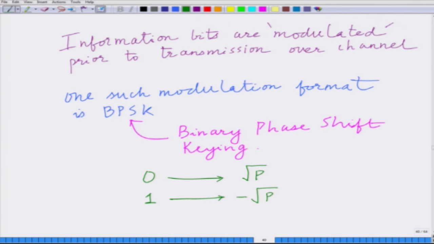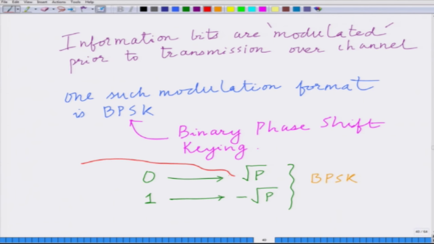So there are two phases. The phase of square root of p is 0 and the phase of minus square root of p is 180 degrees. As you can see, there are two phases in this modulation scheme. Therefore, it is known as binary phase shift keying transmission. This is a digital modulation format, known as the BPSK modulation format, and we are considering the value p, that is square root of p and minus square root of p, since we are setting the average power to p.